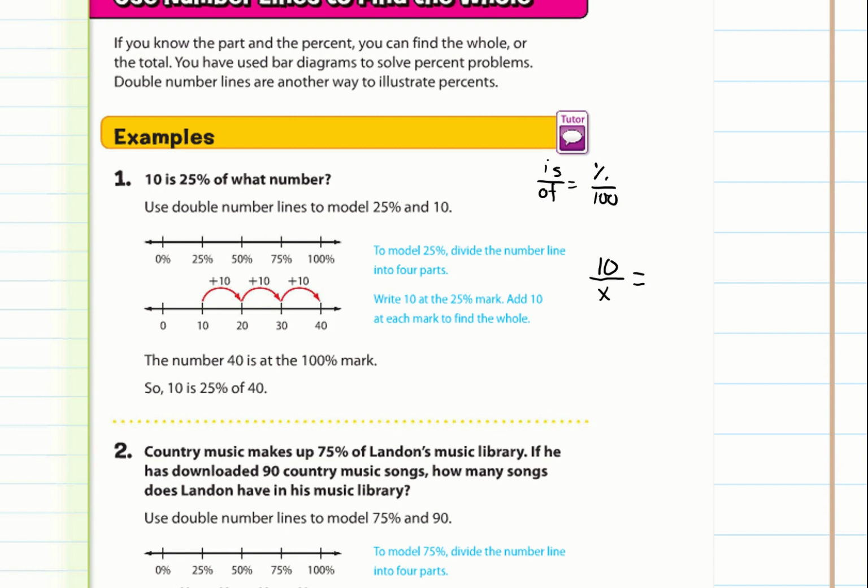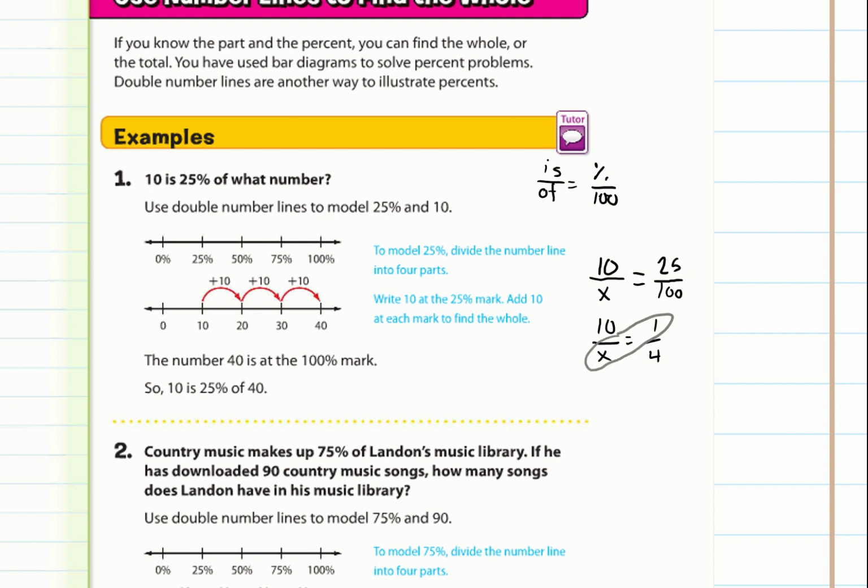So 10 is, that's why we have 10 in the is spot. Equals percent is going to be 25% over 100. Now, before I do this, 25 over 100 can actually simplify. So I'm going to rewrite this as 10 over x equals 1 over 4. And then we're just going to cross multiply.